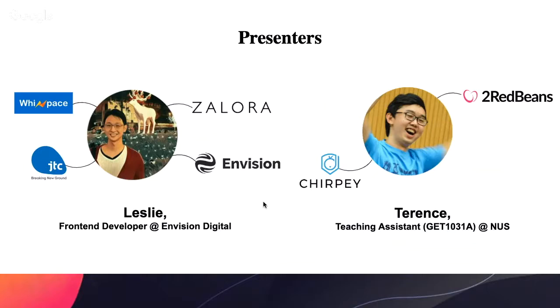My colleague Terence is more of a startup guy, so he ventured into companies like Two Red Beans and Chirpy. Chirpy is a startup that empowers female travelers to go backpack traveling. Right now Terence is also pursuing his master's. He's doing TA for 10318, so those taking the module can get to see him.